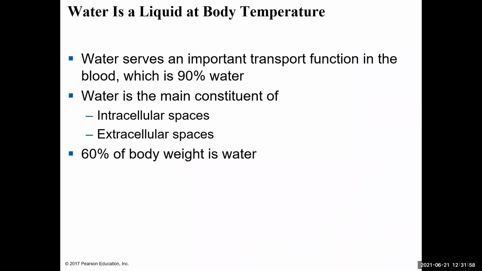Now, we also mentioned that water is liquid at body temperature. So water serves as a very important transport mechanism in the blood, which is 90% water. If water wasn't liquid at body temperature, this wouldn't be the case. And it also makes up the spaces that are inside of our cells and also outside of our cells, so the intra and extracellular spaces. And because of this, 60% of our body weight is water. Okay.